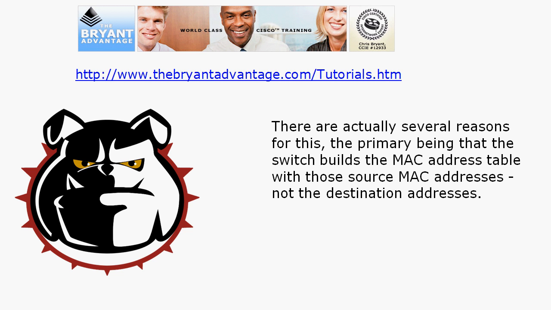Well, as you progress in your studies, you're going to learn several different reasons and several different features that use that particular rule, that the switch will look at the source MAC address of the frame first. But the primary one, and the one we need to be concerned with here, is that the switch actually uses those source MAC addresses of incoming frames to build its MAC address table. We don't have the equivalent of EIGRP or OSPF or RIP at layer 2.